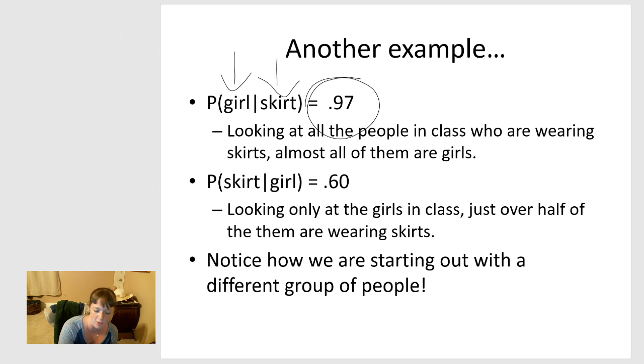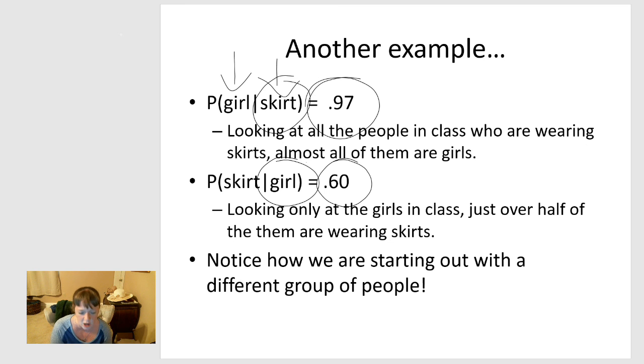But in this other example, I want to know the probability that someone is wearing a skirt if I assume that they're a girl. Well, now I've told the boys to leave the room, and now who I have in front of me is a bunch of girls. And not all of them are wearing skirts, right? Maybe only half of them are wearing skirts, or 60%. And so you're starting out with a different group of people. Here, you're starting out with skirt wearers. Here, you're starting out only with the girls. And so you end up with very different probabilities.